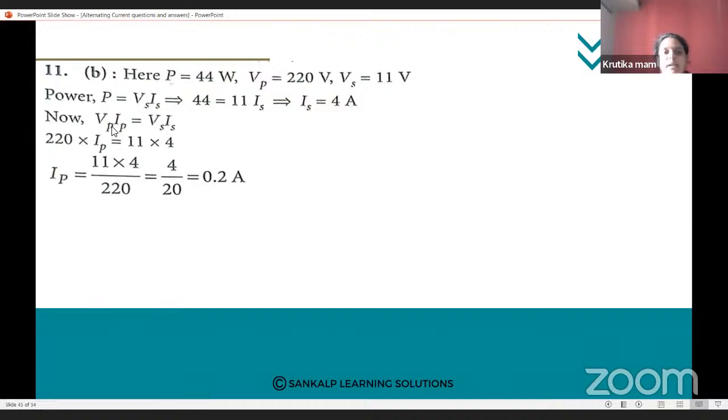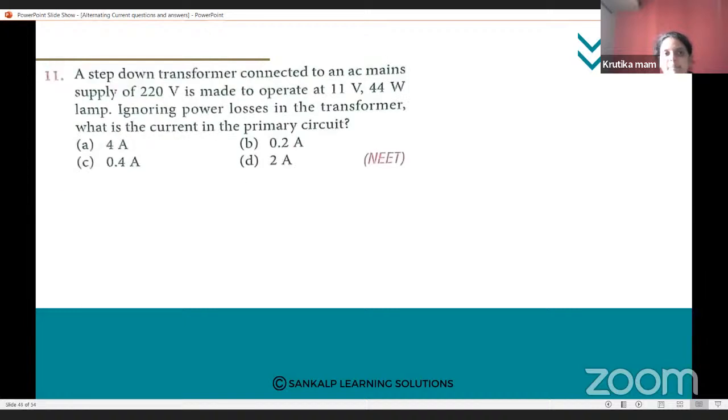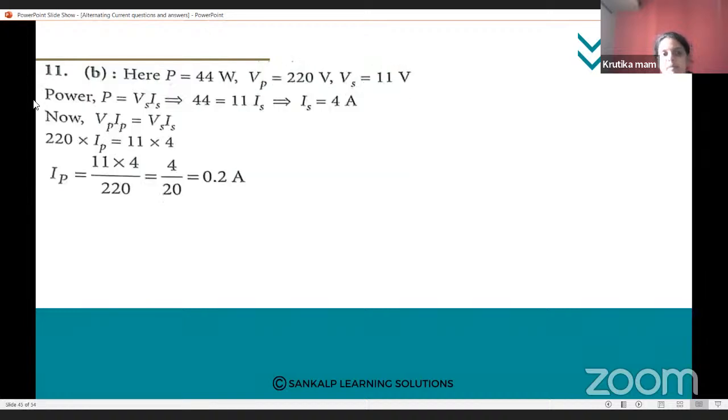Now we know that VP IP is equal to VS IS, where VP IP refers to the primary transformer. So substitute the values. IP is given by 11 into 4 divided by 220, and the IP value comes to 0.2 ampere.